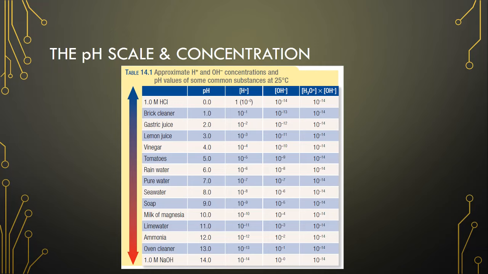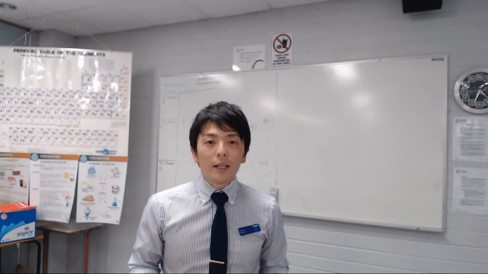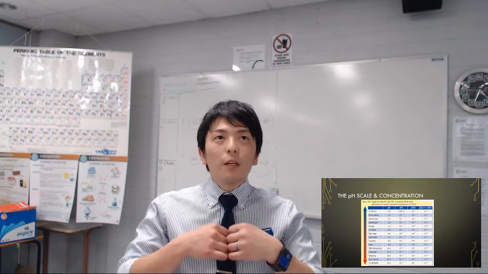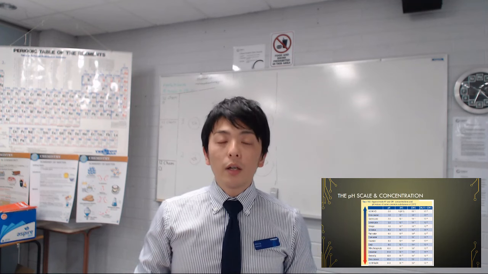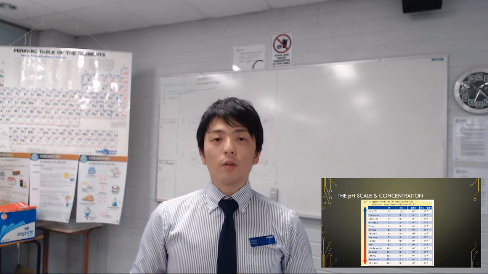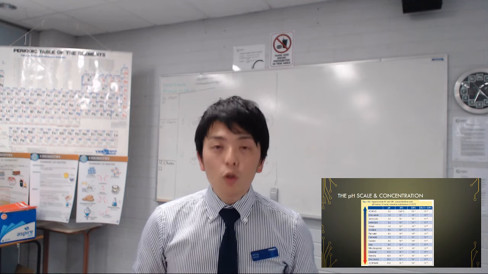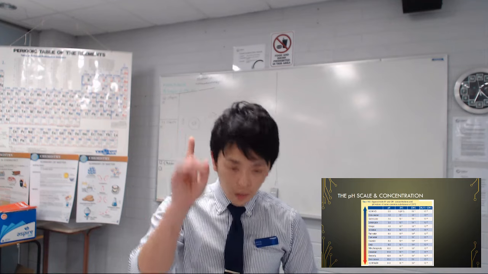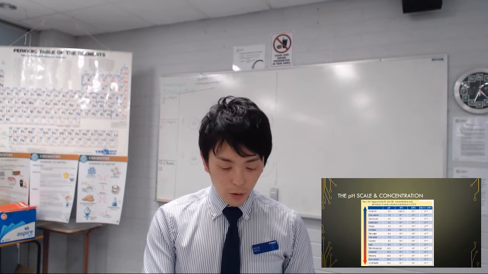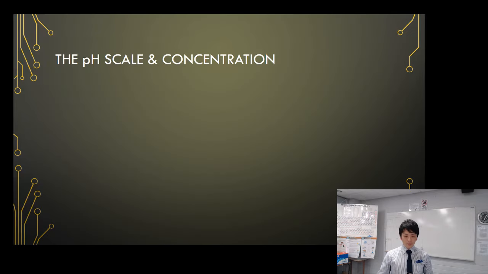So hopefully you get the idea here that if you multiply the concentration of hydrogen ion and the concentration of hydroxide ion, you always get 1 times 10 to the power of negative 14. Remember this formula because it will come in really handy. Next slide.